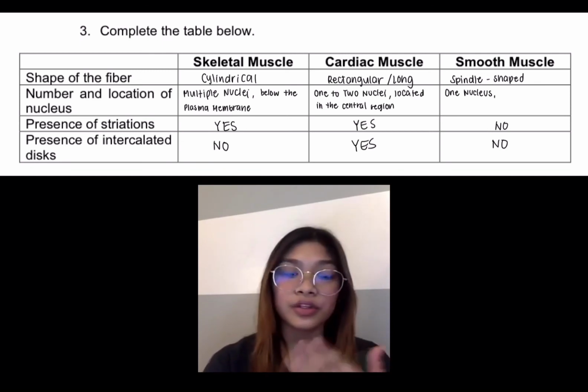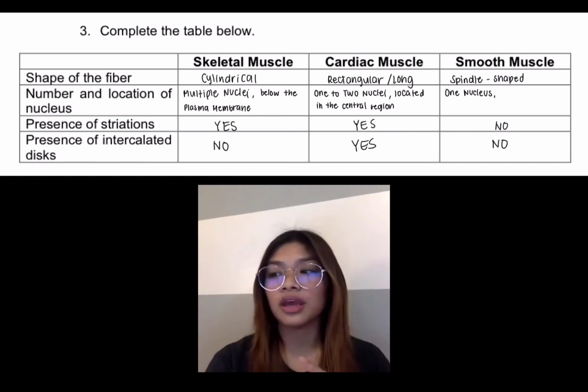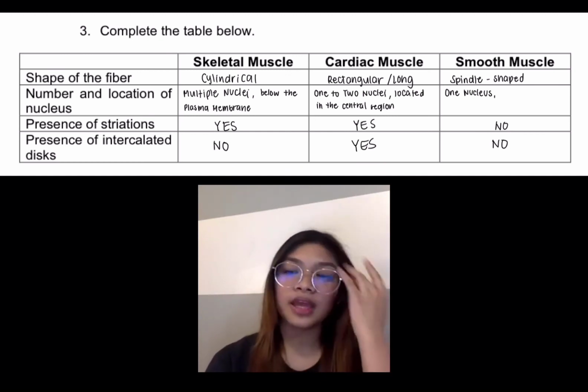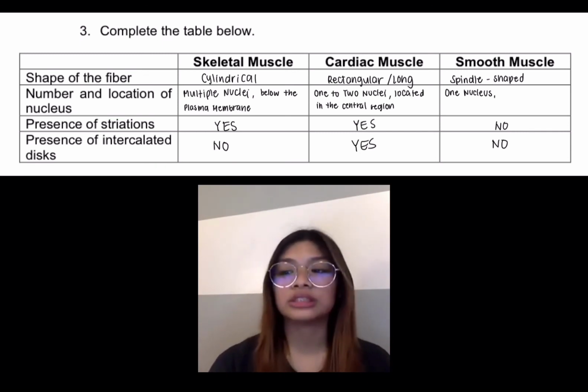And lastly, for smooth muscle, the shape of the fiber is spindle-shaped, and it only has one nucleus also, and it is located at the walls of the major organs. But striations and intercalated disc aren't present for smooth muscles.